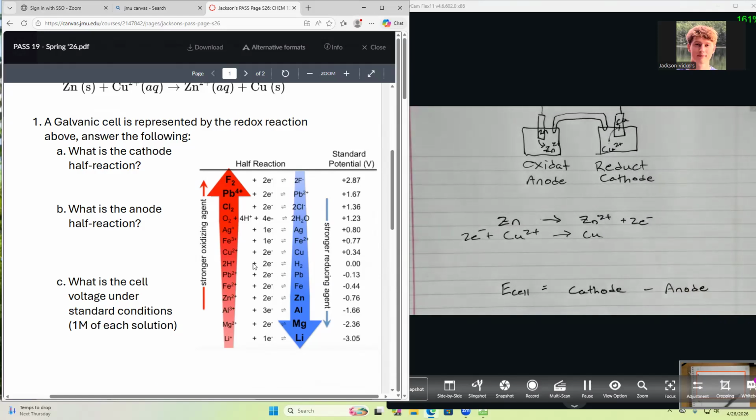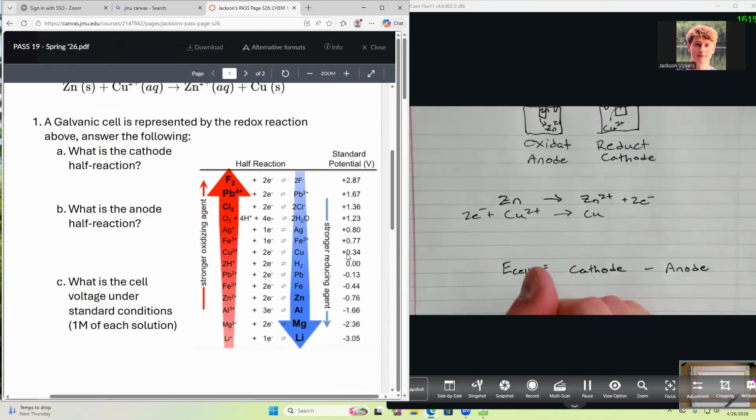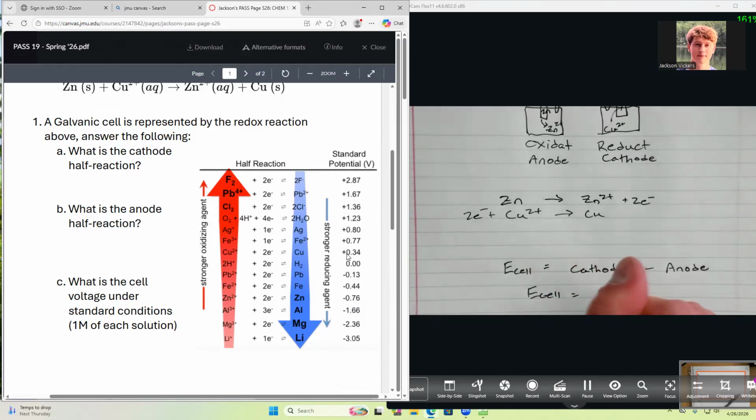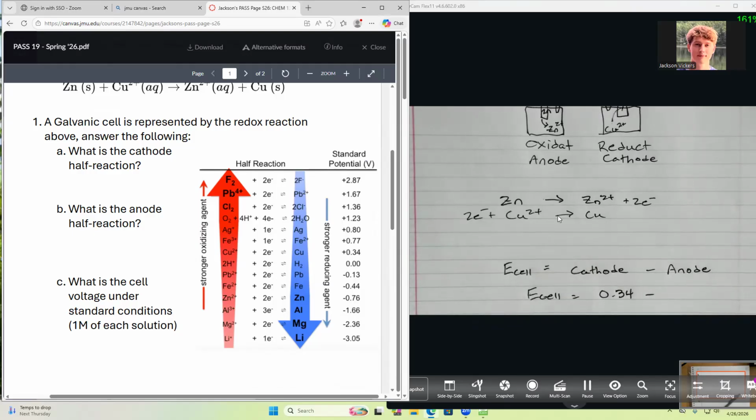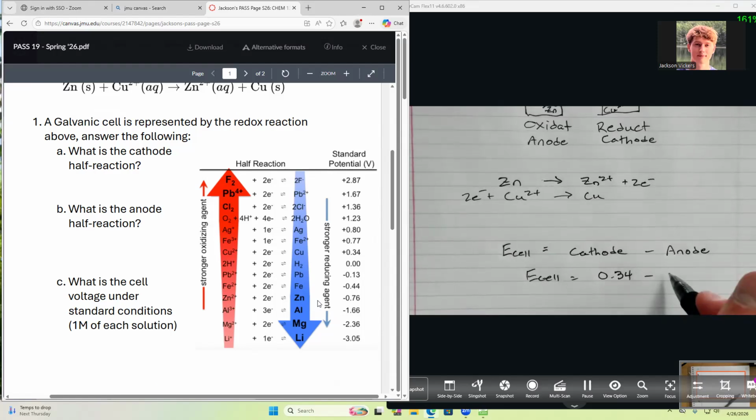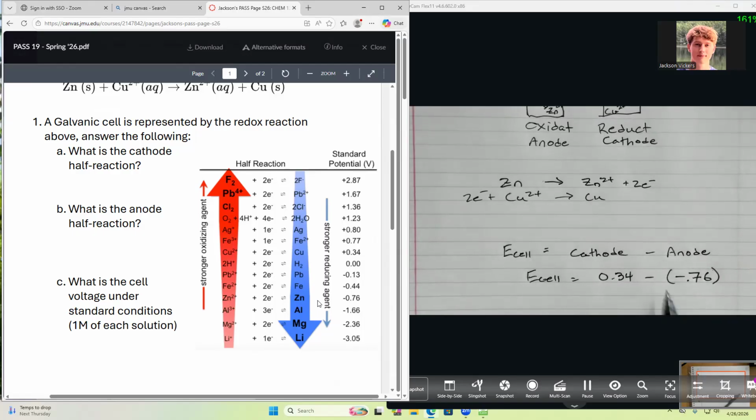If we look over here, we see that copper 2 plus going to form copper has a standard potential. Sometimes it says standard potential, sometimes standard reduction potential. Those are the same thing. It has a standard potential of 0.34. So E cell is 0.34. This always has to be a minus here, minus the anode. The anode, we said, is zinc going to form zinc 2 plus, so it's written the opposite way as if it was being reduced. Zinc 2 plus going to form zinc is negative 0.76. So it's minus negative 0.76.